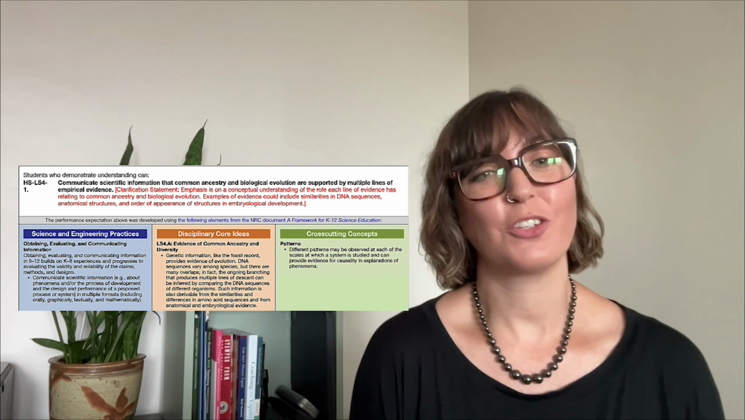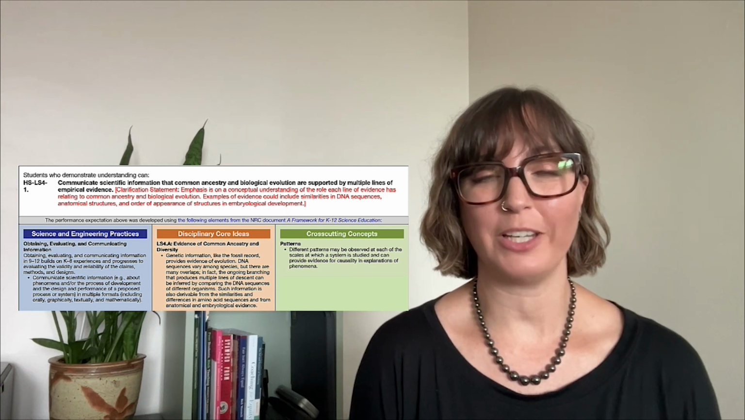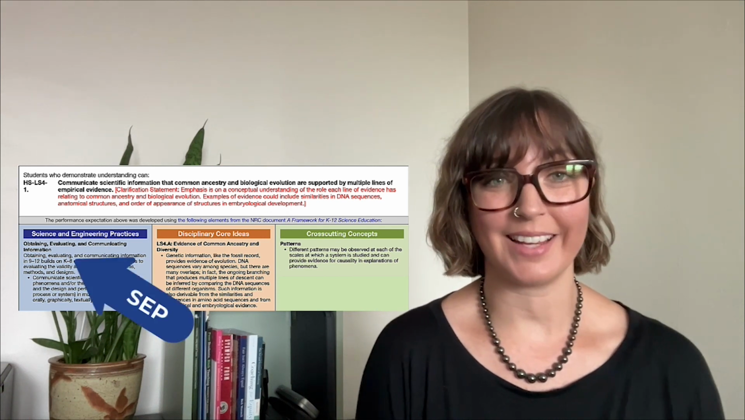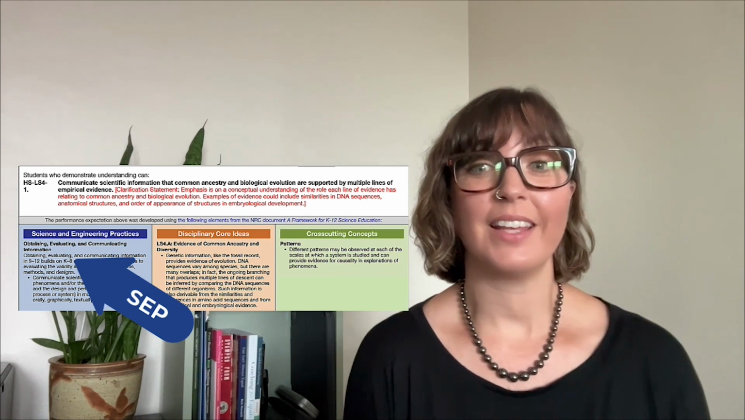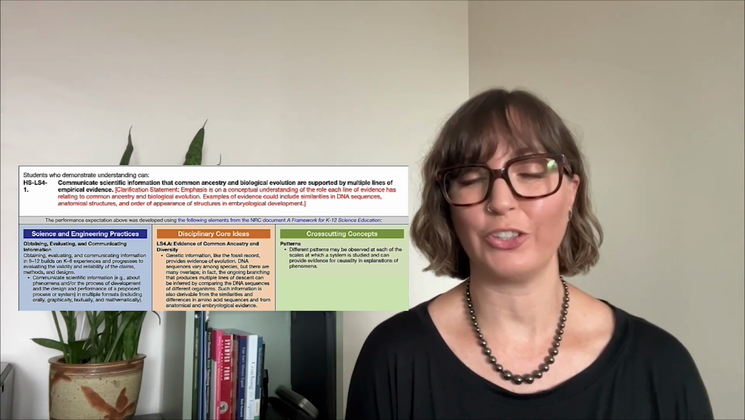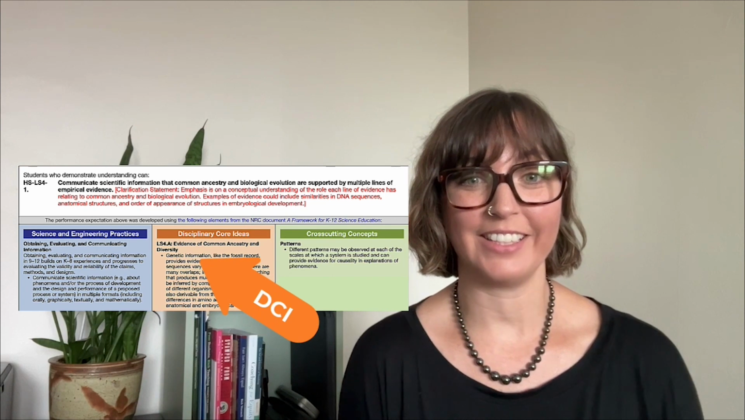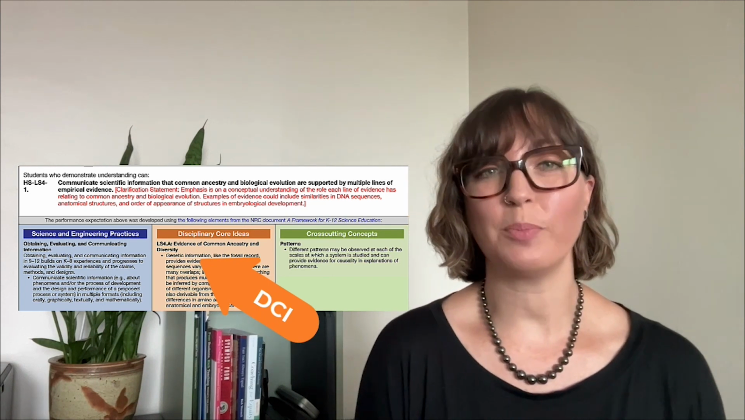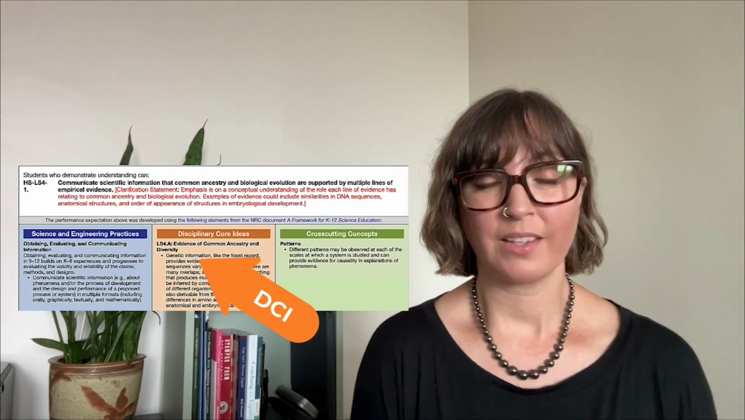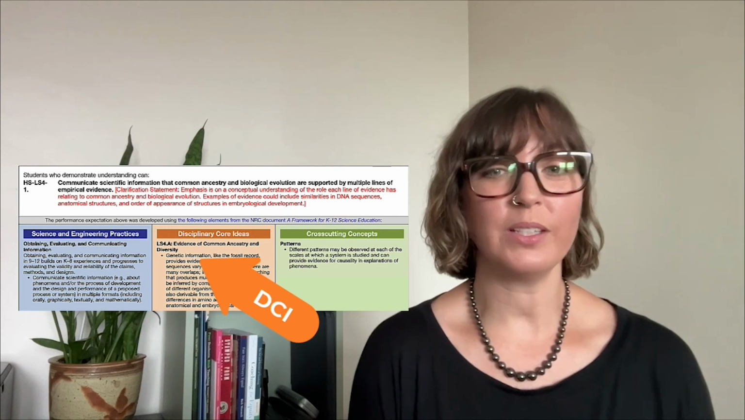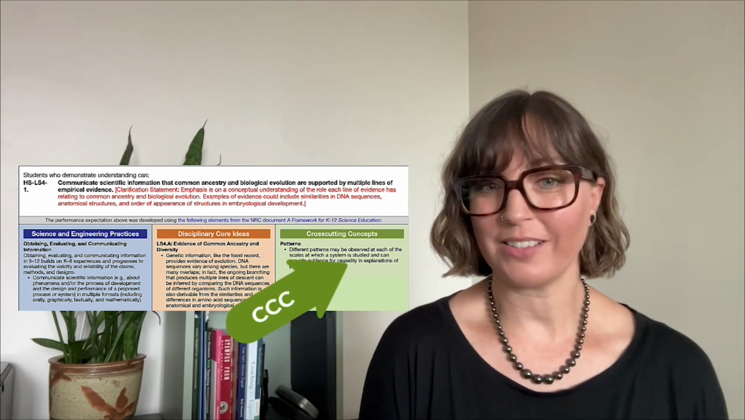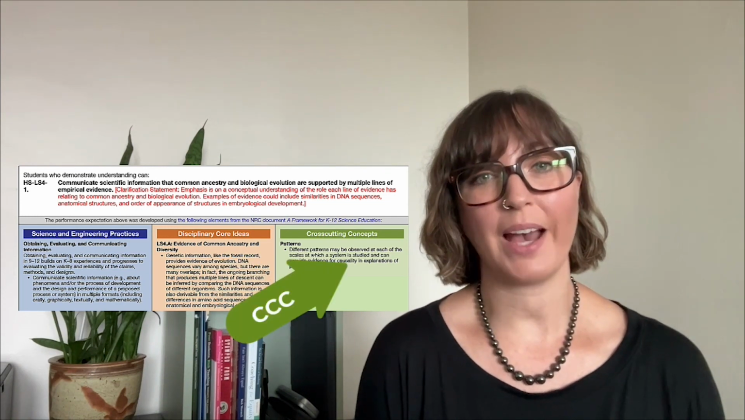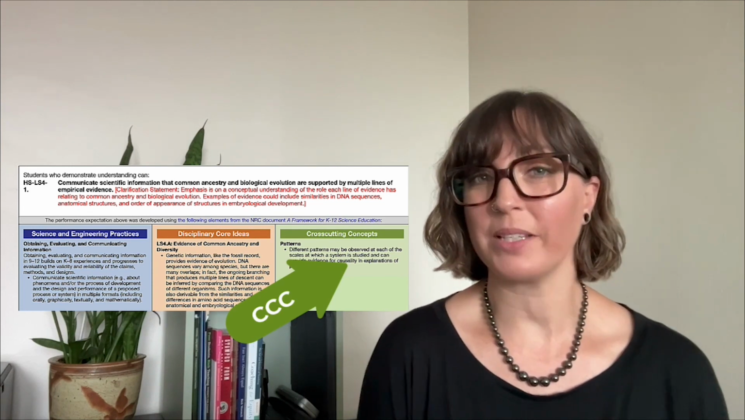This asks students to communicate scientific information, there's that SEP, that science and engineering practice, that common ancestry and biological evolution, there's our DCI knowledge, are supported by multiple lines of empirical evidence. This last bit ties both to the DCI and to the cross-cutting concept of observing patterns at multiple scales to help us study systems.